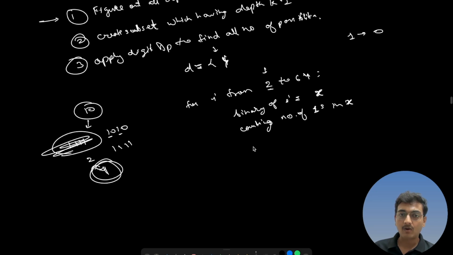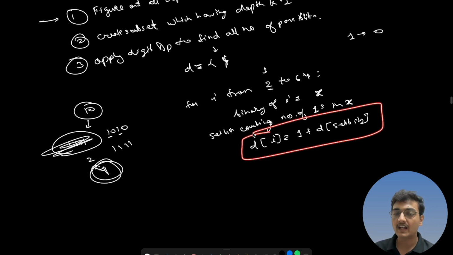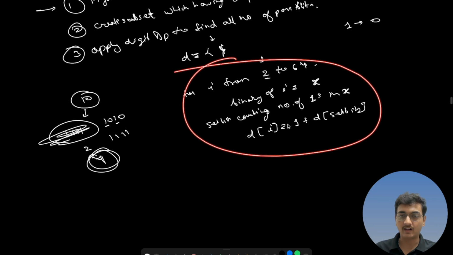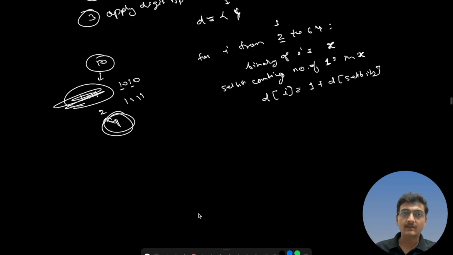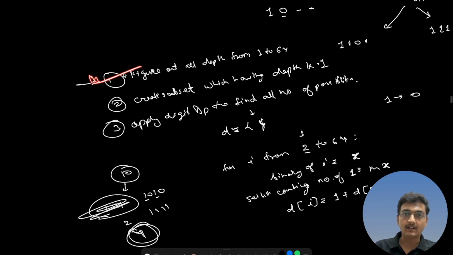So the depth of the current number I will be equal to 1 plus the set bits. If you have a doubt in this part, this part is something like the DP part, so just comment down and we can discuss it in detail as well. No issue. If we calculate like this, my depths are ready.